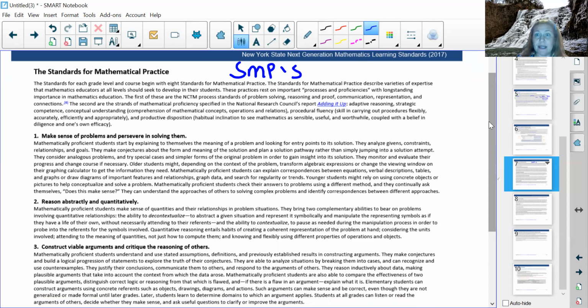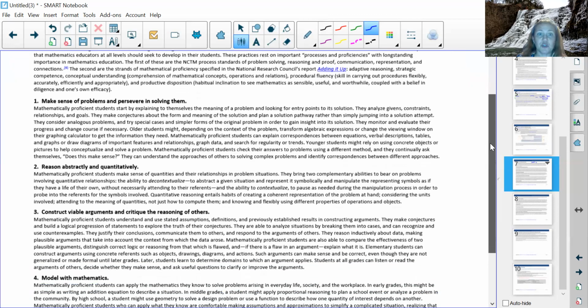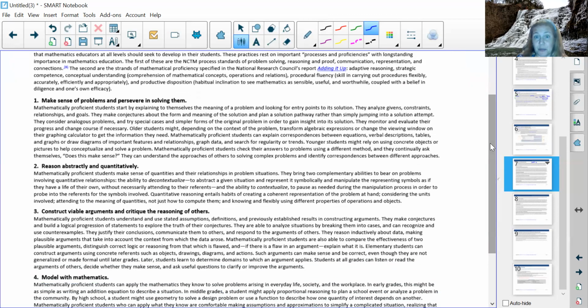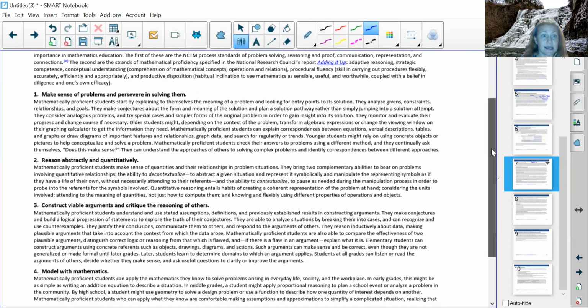But anyway, our 8 SMPs. Okay, first one, problem solving, and persevere in solving problems. So no matter what topic we're on, we want the students problem solving within that conceptual category, right? Within that topic of mathematical skill, we want there to be problem solving. Okay, so that's a process.